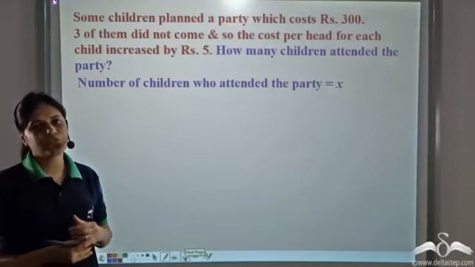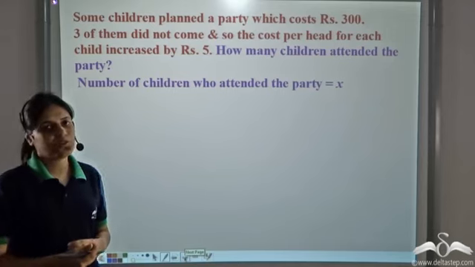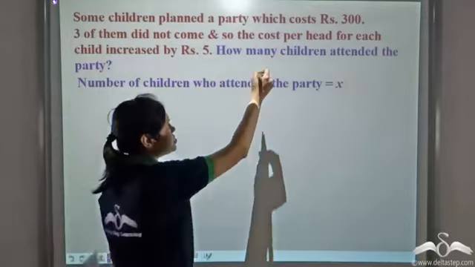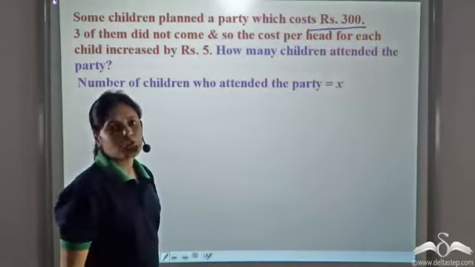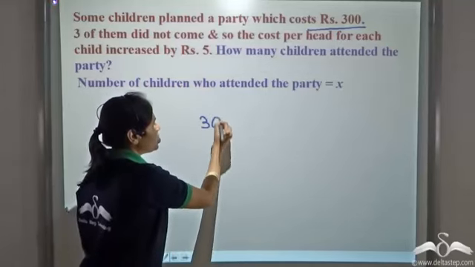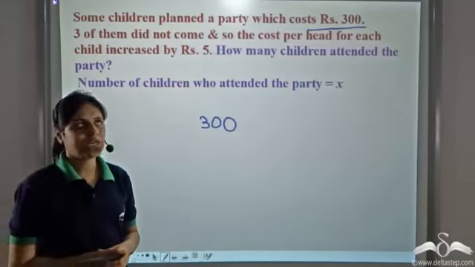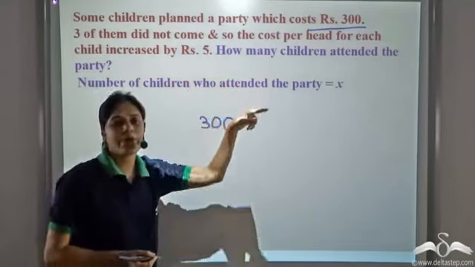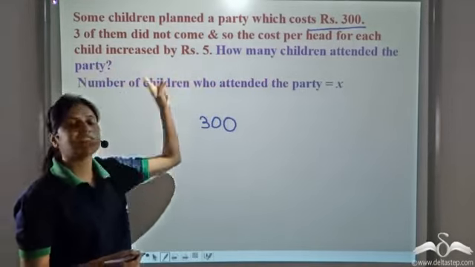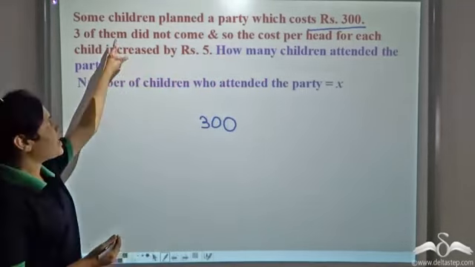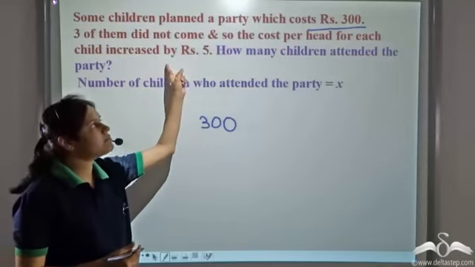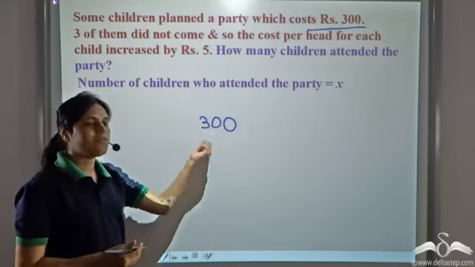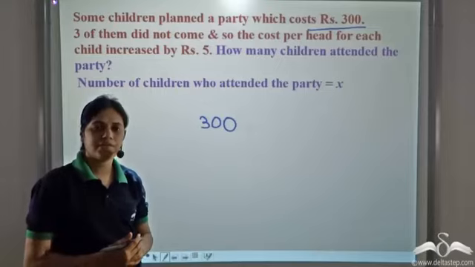The next step is to find out what else is given to us. Some children planned a party which cost rupees 300. So 300 is the total cost of the party, and it is given that 3 of them did not come, so the cost per head for each child increased by rupees 5. So the other information is given in terms of cost per head and not the total cost. So we need to find the cost per head.